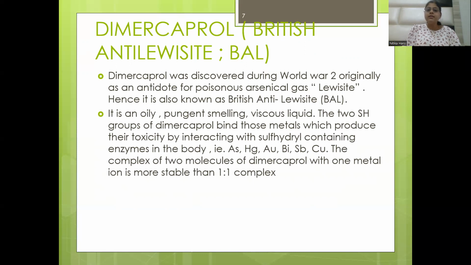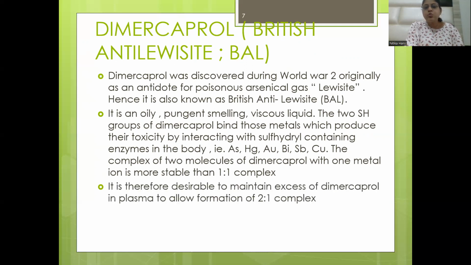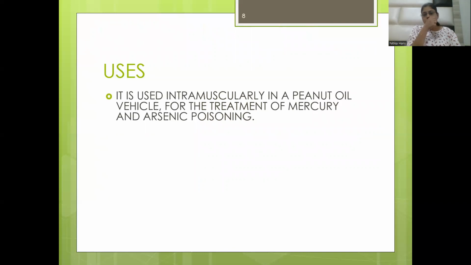That is, dimercaprol has the sulfhydryl groups in its structure, and it will bind with the heavy metals. The complex of two molecules of dimercaprol with one metal ion is more stable than a 1:1 complex. Means they form a 2:1 complex, two molecules of dimercaprol and one molecule of the heavy metal. It forms a stable complex, and it can be used in mercury and arsenic poisoning.